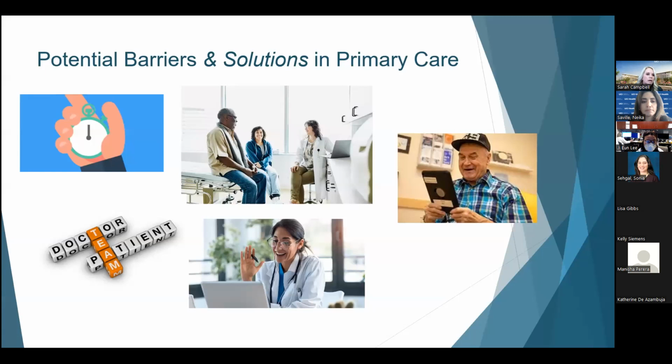Some potential barriers, but also solutions to this in primary care. Obviously, the biggest barrier is time. We're faced with short visit appointments. We don't have a lot of time to spend conversing about all the options and trying to reach a decision together. And that's why utilizing a team is important. Sometimes we have to enlist the help of an interdisciplinary team, and we'll talk a little bit more about what that team can look like.